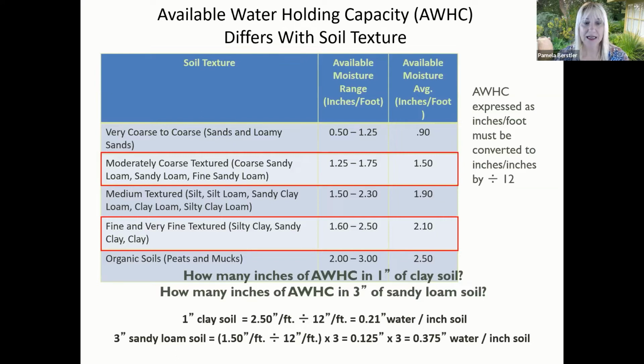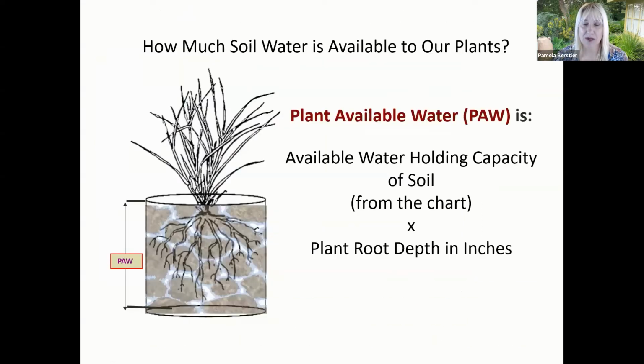for sandy loam. Okay, so that's the thing. It's not that for some other kind of soil, it's just for sandy loam. In 3 inches, we have 0.375 inches of water. So that's using the available water holding capacity chart.